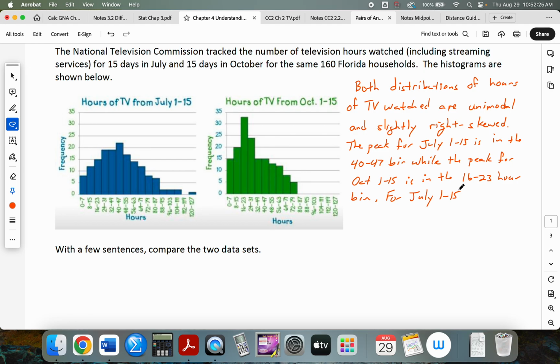Okay. So for July 1 to 15, the number of hours watched, and again, we always want to put this in context, varied from between 0 and 7 to between 120 and 127.